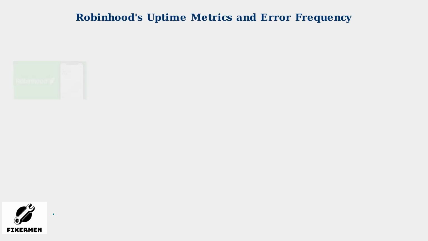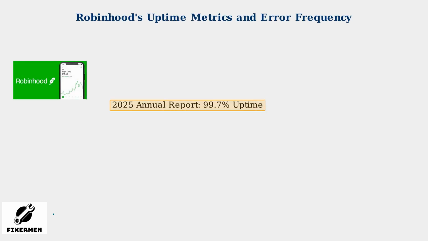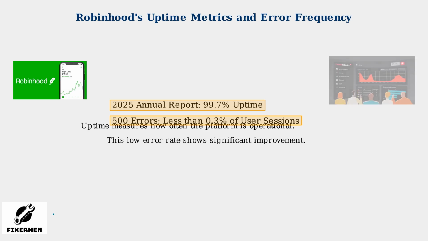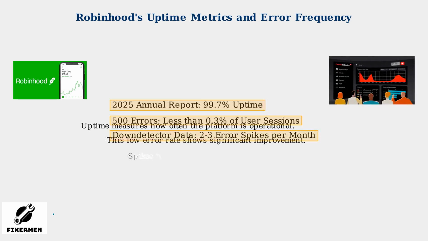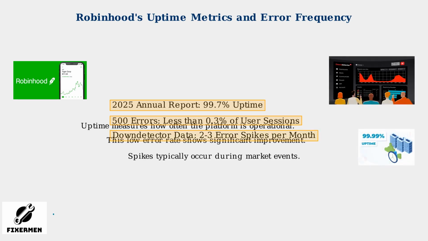Robinhood's performance metrics provide insight into platform reliability. According to their 2025 annual report, the platform achieved 99.7% uptime, meaning it was available for trading nearly all the time. This is considered excellent for a financial platform handling millions of users. The 500 errors, which indicate server-side issues, occurred in less than 0.3% of user sessions. This represents a substantial improvement from earlier years, showing the effectiveness of their infrastructure upgrades.